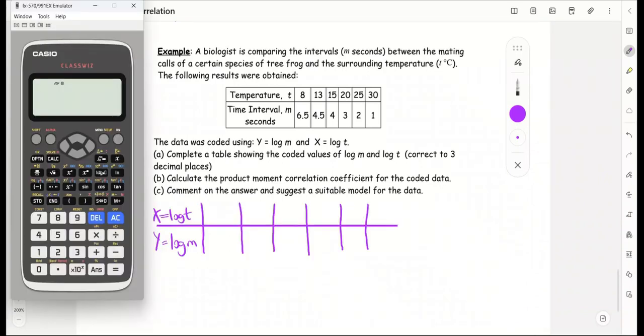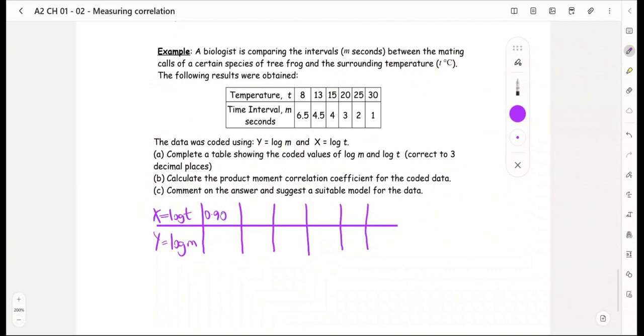Calculate the log values using the log button on your calculator, using base 10. And make sure you are using 3 decimal places. Okay, so now the table is complete. We can move on to part B. Part B asks us to calculate the product moment correlation coefficient for the coded data.